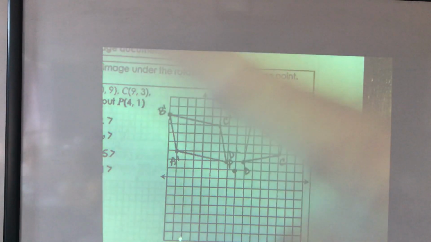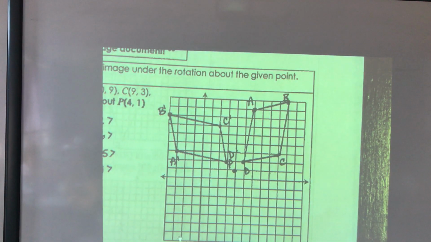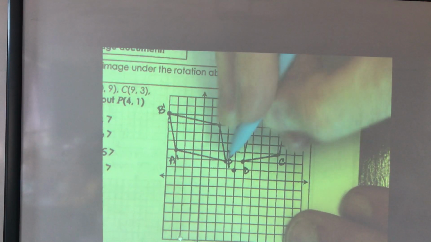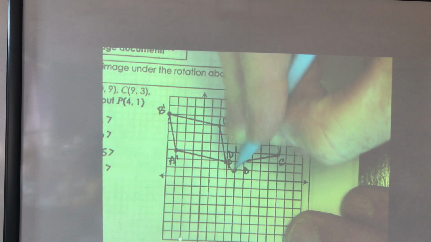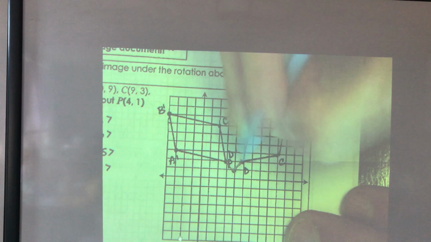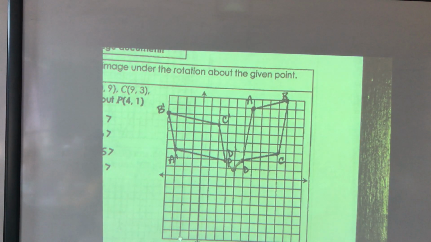Because this went 90 degrees counterclockwise. Now, may I borrow your pencil there, Gracie? All right. So, if I draw from that point to that point, it makes a perfect, not circle, look at where my hands are. It makes a perfect right angle.